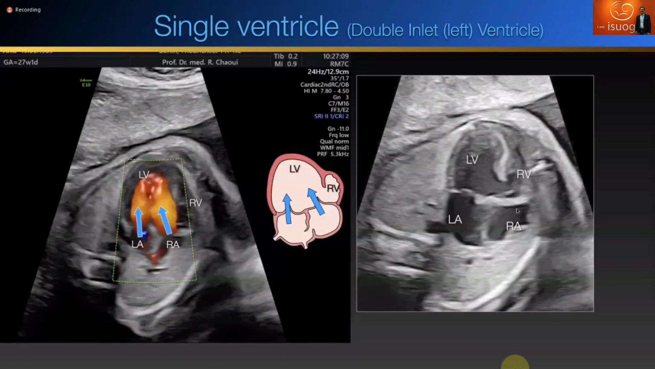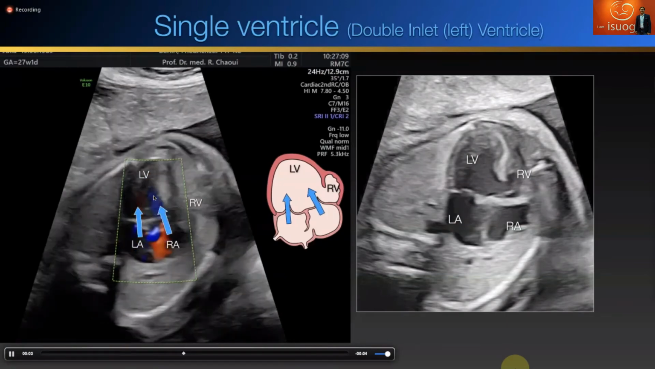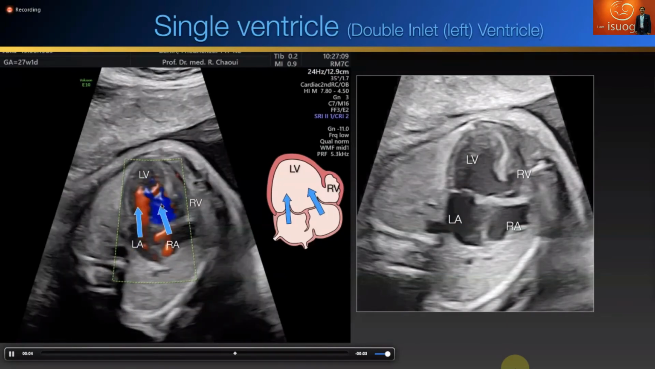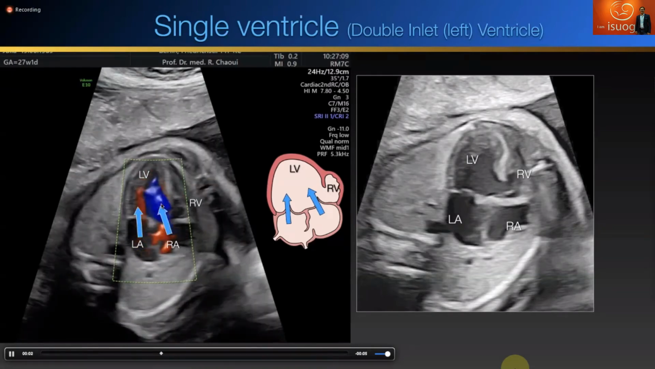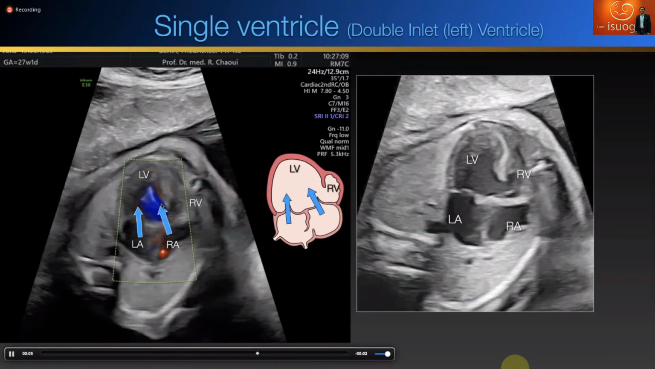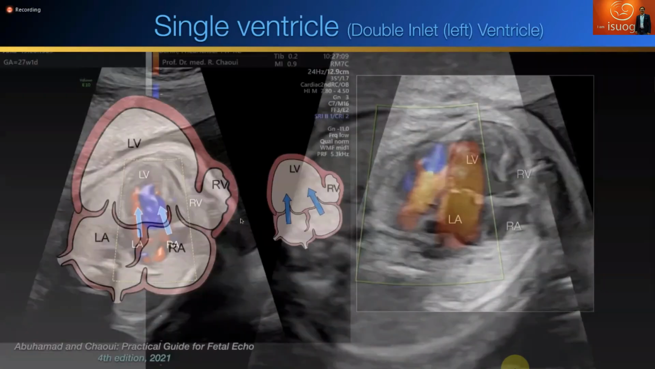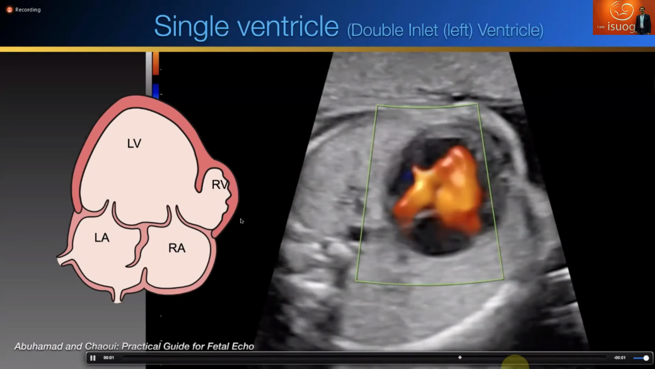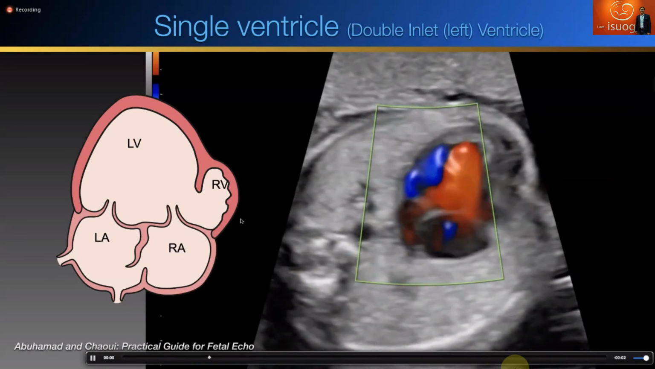On this picture, honestly, it looks like a tricuspid atresia with a VSD. By adding color, you see that there is the flow from the right atrium into the common chamber. So two atria are draining into one ventricle. And this is what we call a double inlet ventricle. And this was double inlet to the left ventricle. Another example here.